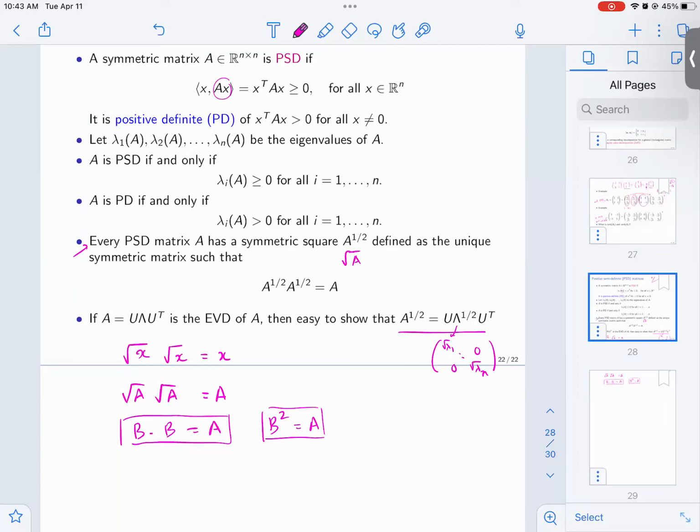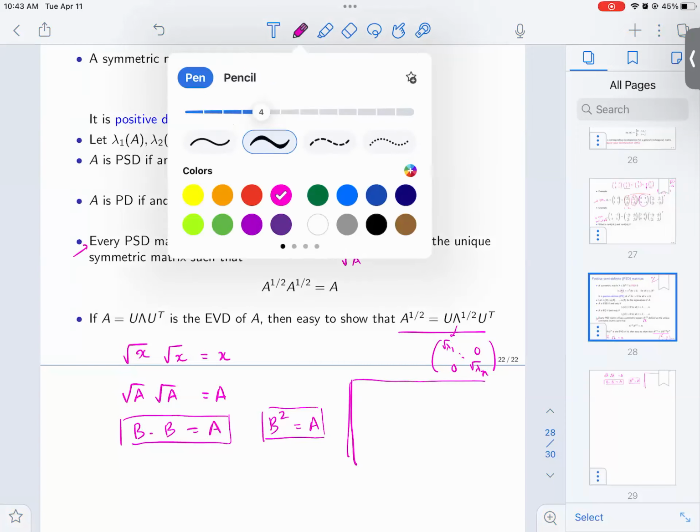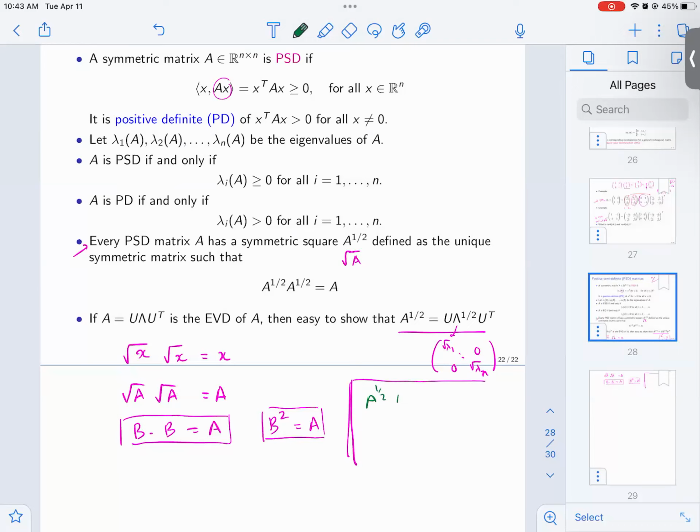Why is this the square root of A? Because I can verify this identity. I want to calculate A^(1/2) times A^(1/2). It would be U Lambda^(1/2) U transpose times U Lambda^(1/2) U transpose. With matrix multiplication, I can just drop the parentheses. I can multiply in any order I want. So I'm going to drop the parentheses: U Lambda^(1/2) U transpose, U Lambda^(1/2) U transpose. I'm going to first multiply these two.